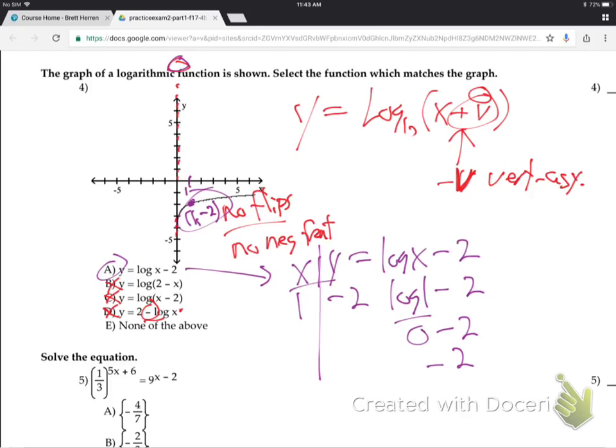Log, what's that? I plugged in 1. The x was 1, so I plugged in 1 for x. Right, you can hit the button on your calculator. Log of 1 is 0.